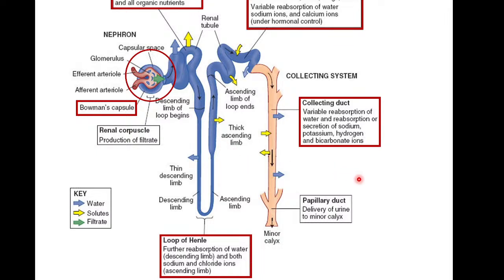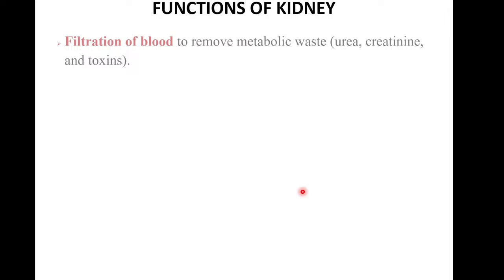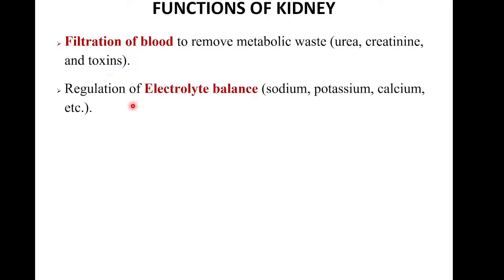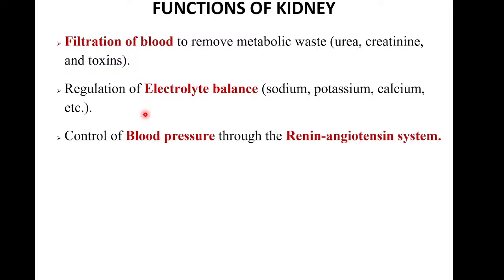If we see the functions of the kidney, the very first important function is that the kidneys play a very important role in the filtration of blood, which removes metabolic waste products like urea, creatinine, and toxins. Also, the kidney plays a very important role in regulation of electrolyte balance, like sodium, potassium, and calcium. These electrolytes are balanced by the kidney. The third function is that it controls blood pressure through the renin-angiotensin system. In some other chapter we'll discuss this RAA system.